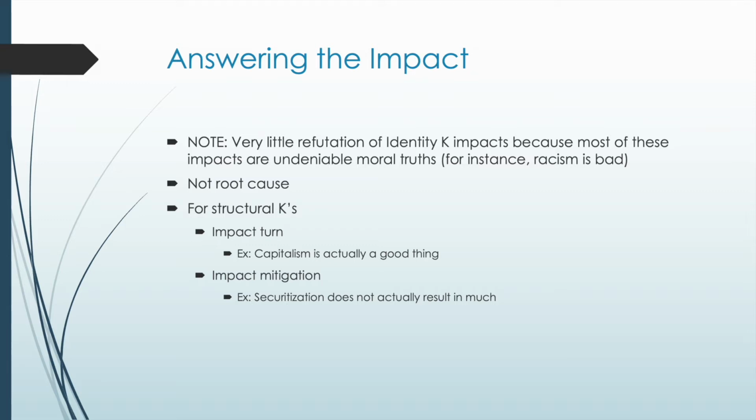So we talked about root cause in the intro to K video as a strategic thing that is included in a lot of impacts to argue why that impact has to come first. So you might argue like, yeah, obviously ableism is bad, but it's not the root cause of other forms of violence, which means that other forms of violence should be considered when evaluating the round as well. Those are kind of the types of arguments that we are comfortable making against identity K impacts.